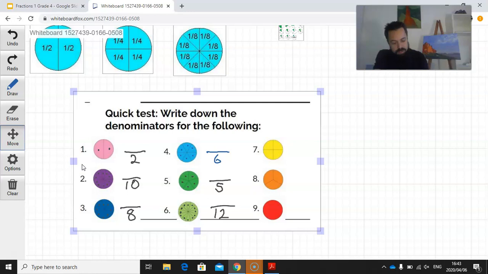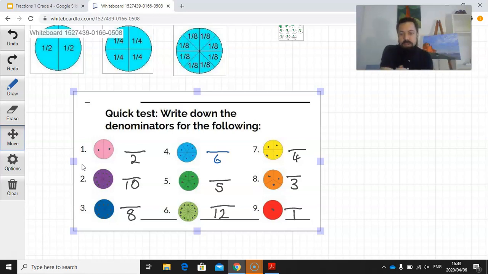Number 7, nice and easy. 1, 2, 3, 4. We have 4 at the bottom. 8. 1, 2, 3. We have 3 at the bottom. And number 9, which I put there last just to check if we could trick you. Number 9 has just 1 piece, and so we have 1 at the bottom.